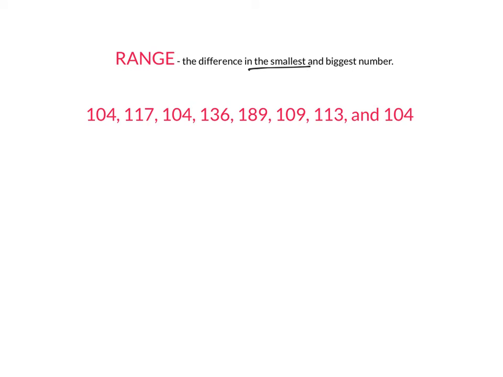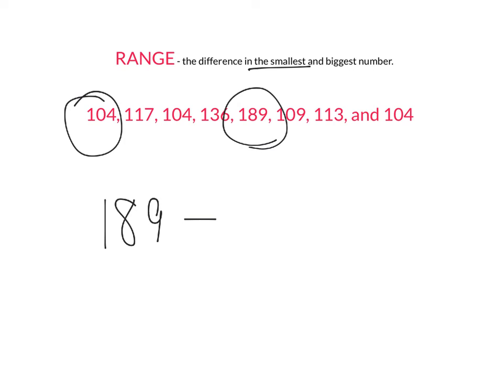Well, let's find our smallest number here. We know it's going to be that 104. And if we find our largest number, it's 189. And so the difference means subtraction of 189 minus 104. You're going to get a range of 85, meaning that from that smallest number to that biggest number, there's 85 numbers in between there.